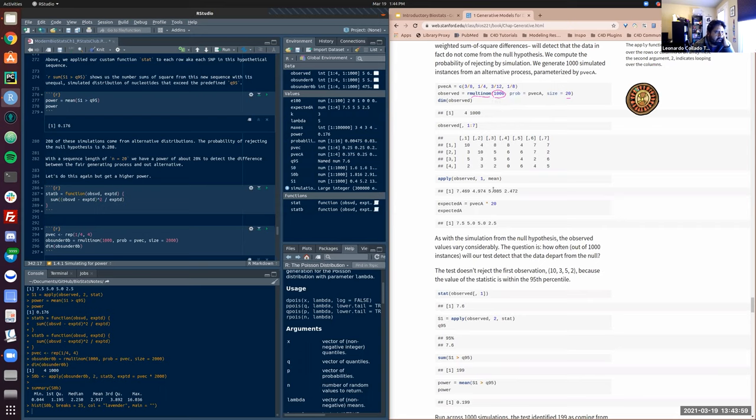And so that's why we get a matrix that has four rows, because we have four different boxes, and 1,000 columns, because we have 1,000 different samples that we generated. So here they're just showing the first 7 columns. So that means the first 7 samples.